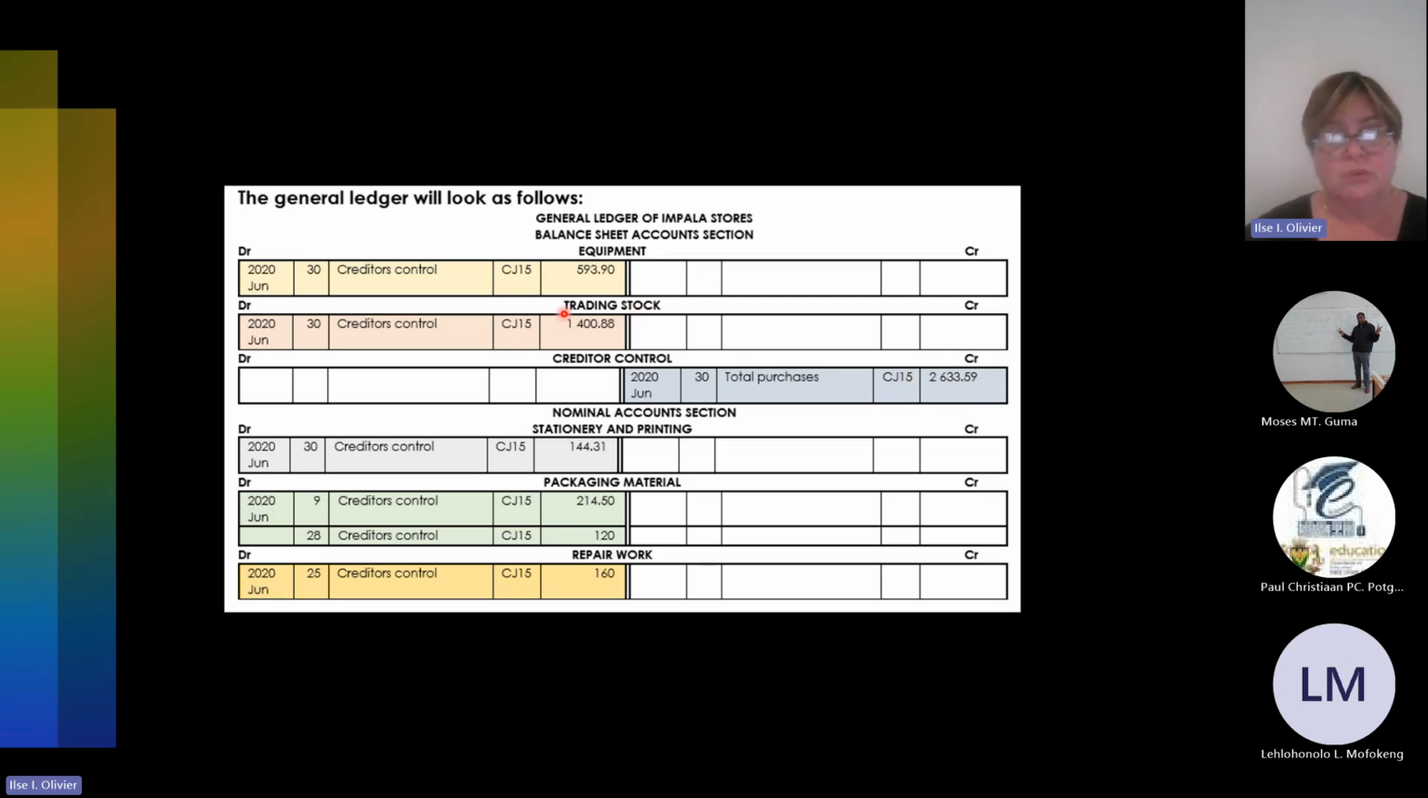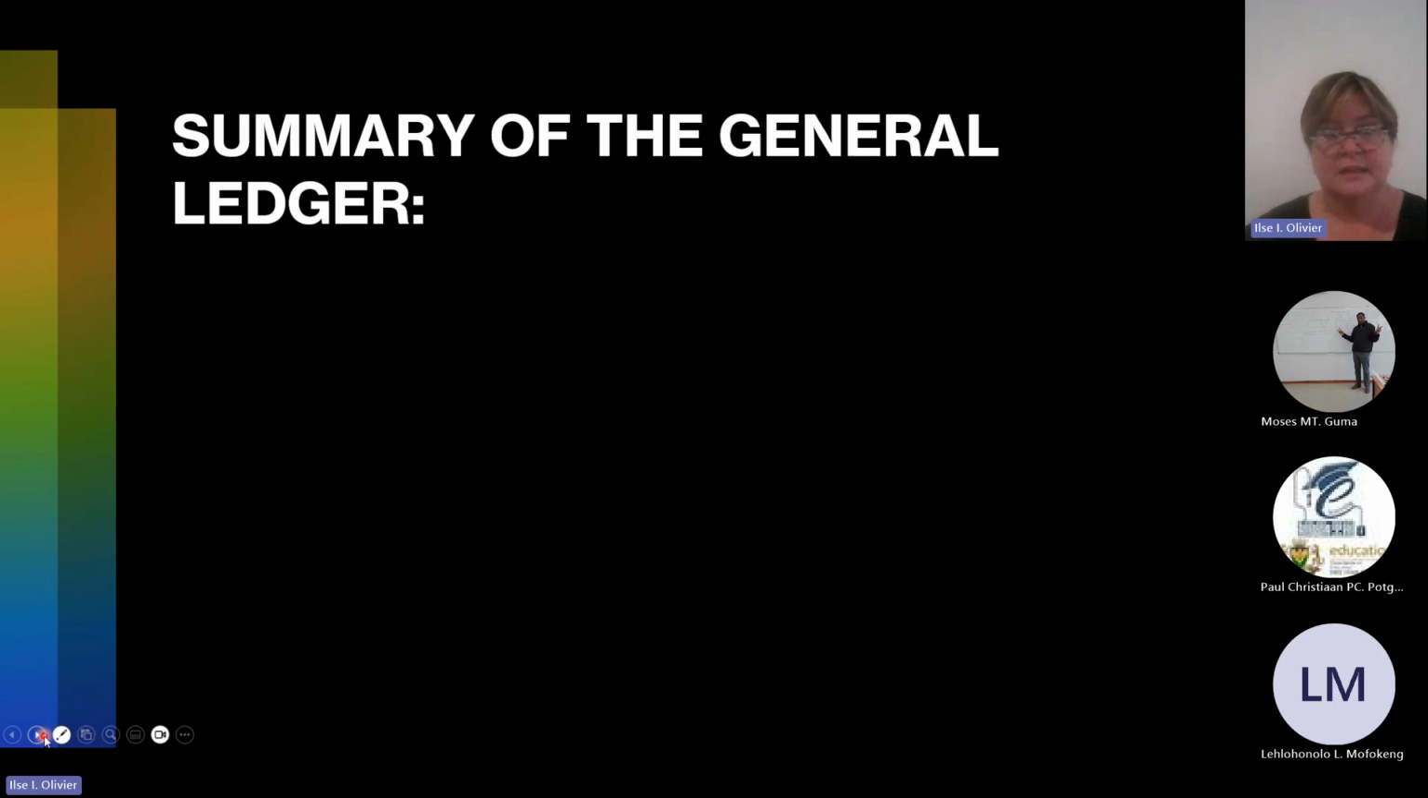So we start with the columns. Trading stock, where does it come from? Creditors control now, not bank. The same for stationery and printing. And then we post the sundry accounts. Packing material was 2 accounts, 2 times, the 9th and the 28th. So it's posted separately because it comes from the sundry accounts, creditors control, and equipment. So what do we know? Creditors control is credited and all the rest is debited.